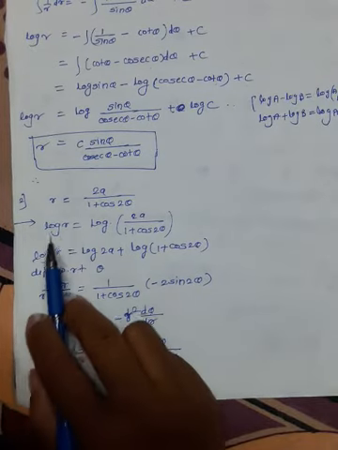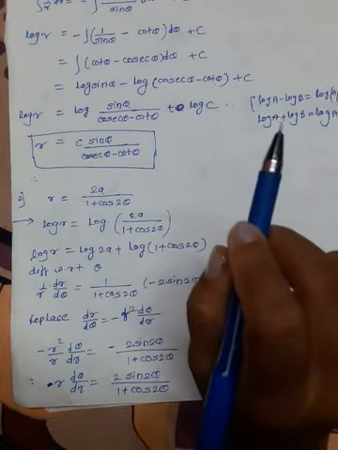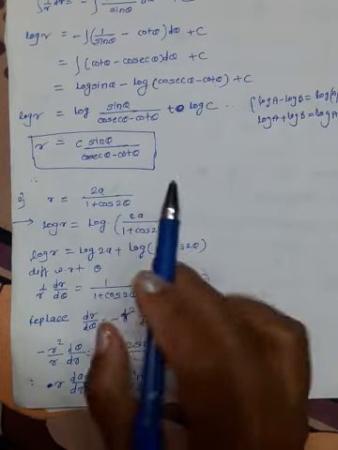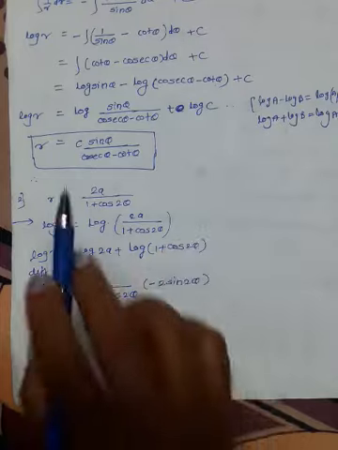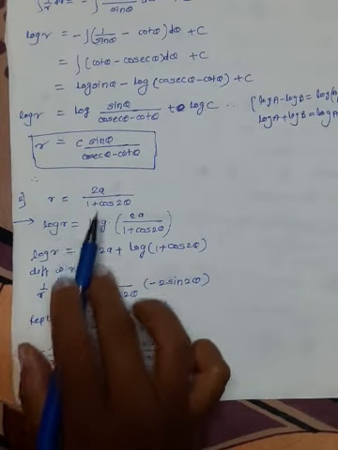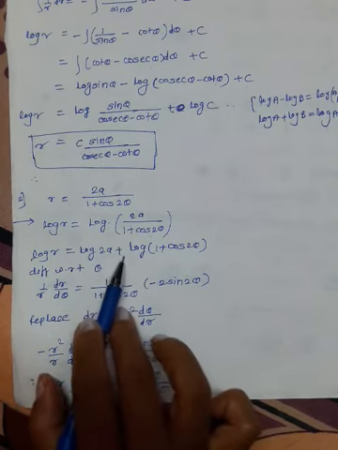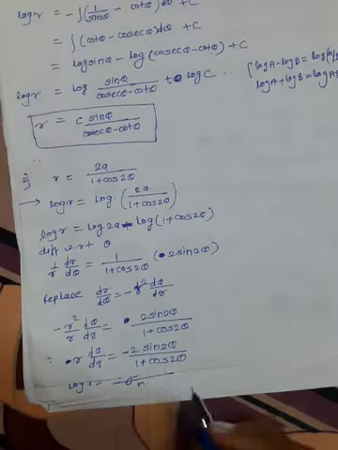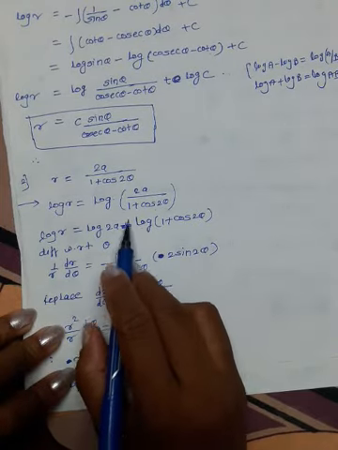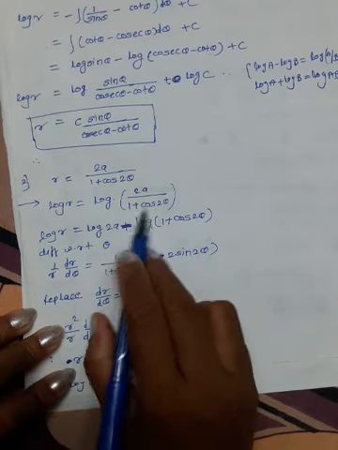Take log on both sides, we get log of r. In the earlier example there was no numerator-denominator form, that's why we directly differentiated. Now in this case, if numerator and denominator form is there, before taking the derivative take the log on both sides, so that it becomes very easy. We get log r is equal to log of 2a upon 1 plus cos 2 theta. Log a upon b is log a minus log b. By that we get log 2a minus log of 1 plus cos 2 theta.